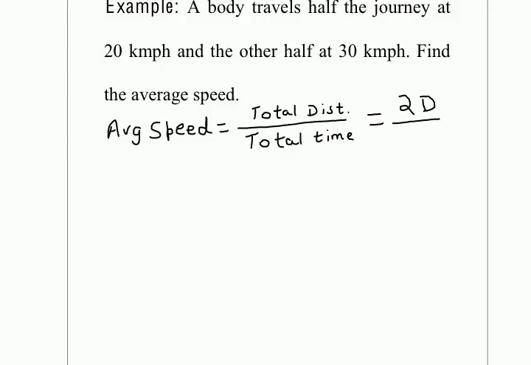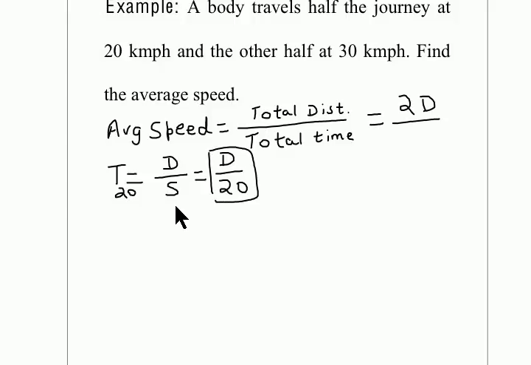So let's first find out how much time it spends at 20 kilometers per hour. You know, speed equals distance by time, therefore time equals distance by speed. In this case, we've assumed the distance to be d and our speed is 20. So this is the time it takes when it's traveling at 20 miles an hour.